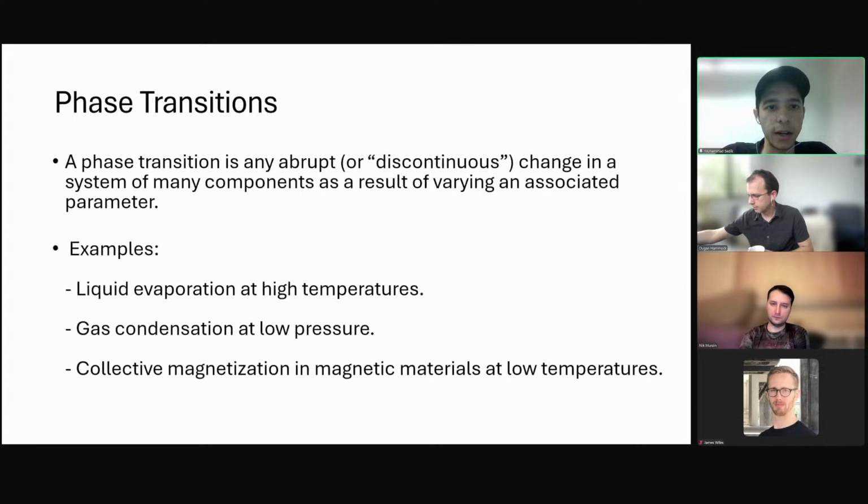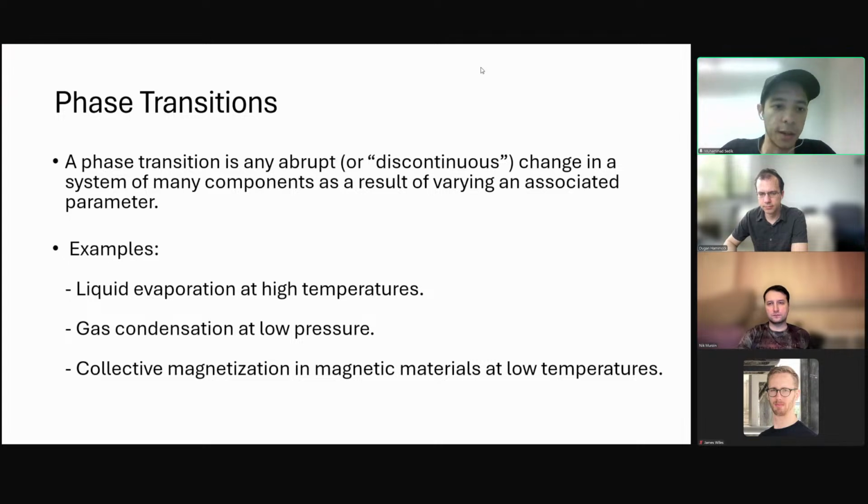Okay, so I first want to start with what is a phase transition. Generally, a phase transition is any abrupt or discontinuous change in a system that happens when the system has many components, not just one or two. It has to be a large system, and this is usually identified as you change a control parameter of the system. Something like when you change the temperature or the pressure or the magnetic field, those are parameters that you have. And then based on this parameter, your system goes from one phase into another phase.